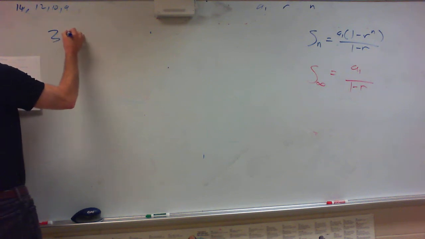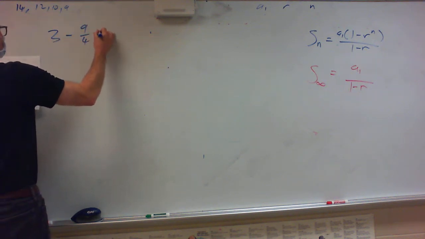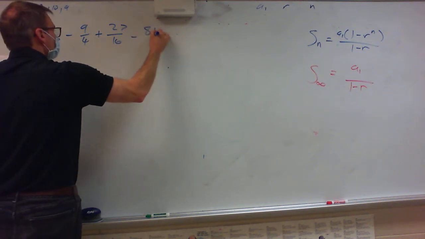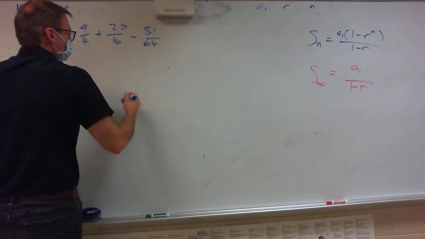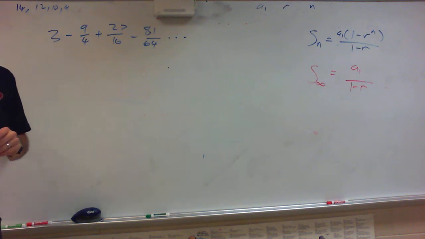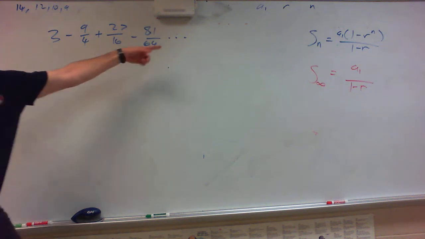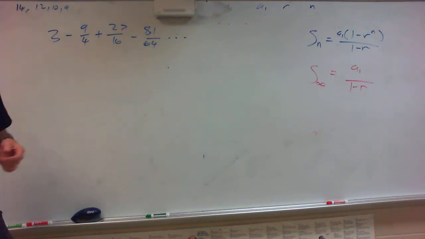Let's say I do 3 minus 9 over 4 plus 27 over 16 minus 81 over 64, dot, dot, dot. Can you recognize this as an infinite geometric series? Well, we know it's infinite because of the dot, dot, dot, right? Can we recognize it's a geometric series? So if it's a geometric series, what's my common ratio?